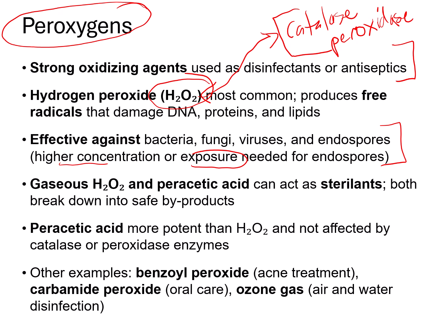We also have gaseous hydrogen peroxide and peracetic acid. These can be used as sterilants for equipment and entire rooms. Peracetic acid is stronger and it's catalase resistant, and it breaks down into safe products, actually acetic acid and oxygen. Other examples of peroxygens include benzoyl peroxide, that's often used in acne treatment medications or face washes. Carbamide peroxide, we see that sometimes in toothpaste. And ozone gas, this is used for disinfection of air and water.